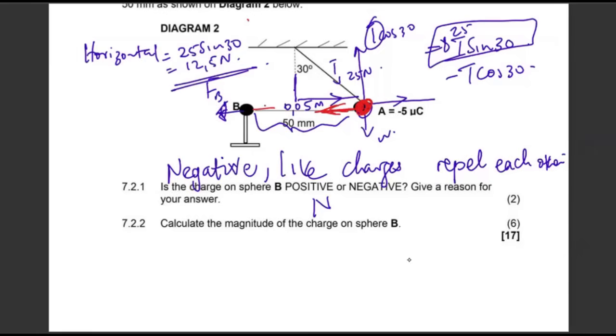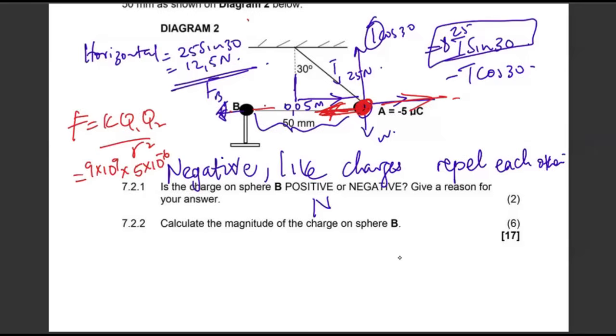No, the sign is acting this side and then the repulsion is that side. Okay, so with the repulsion, I'll use the forces and say F is Q1 Q2 over R squared, the electrostatic force. So that's 9 times 10 to the 9, our Q1 was 5 times 10 to the negative 6, this is B, which we don't know, divided by 0.05 squared.